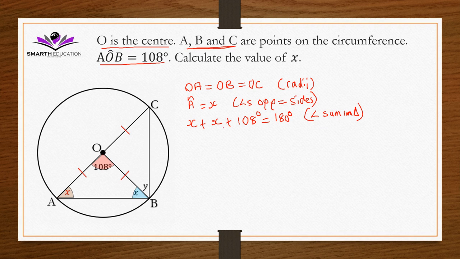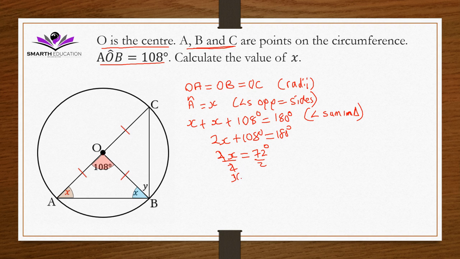So now we can then solve for x. This is a linear equation. You see, now we can't lose marks here. 2x plus 108 is equal to 180 degrees. And then we subtract 108 from both sides. It's going to be 2x is equal to 180 minus 108, which is 72 degrees. And then divide both sides by 2. What are we going to get?